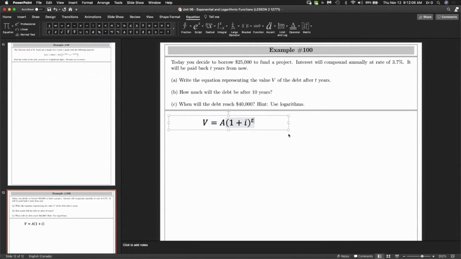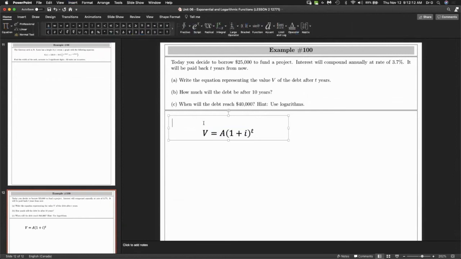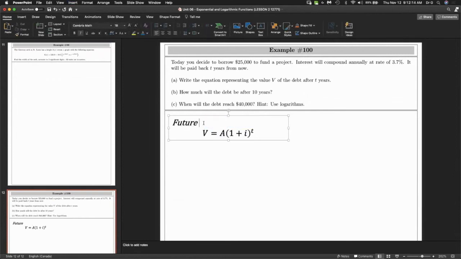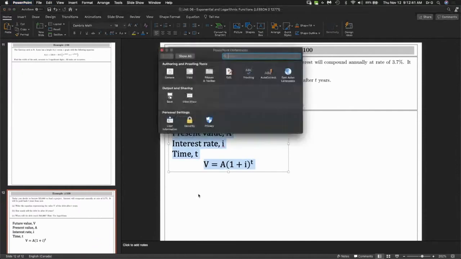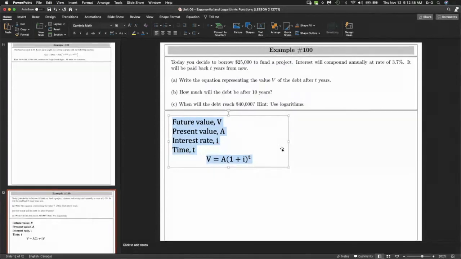So in this question, the exponent is t. Just to refresh your memory: future value, present value, interest rate, and time. Those are the quantities that you need to know for compound interest.